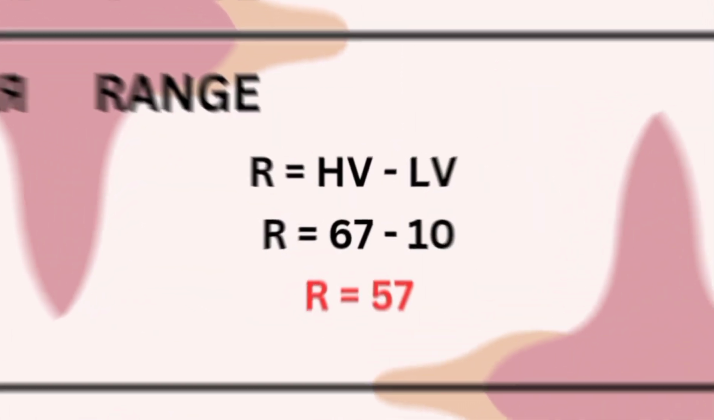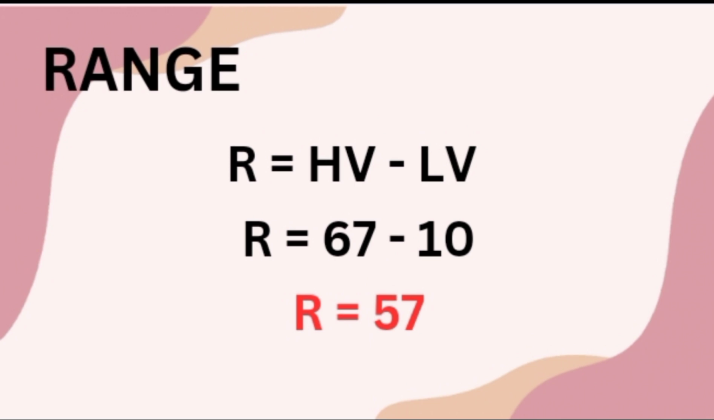So, ito ang formula para makuha ang range. R is equal to HV minus LV, which is highest value minus lowest value. So, ang ating highest value ay 67 at ang ating lowest value is 10. Isa-subtract lang natin sila. So, 67 minus 10 is equal to 57.